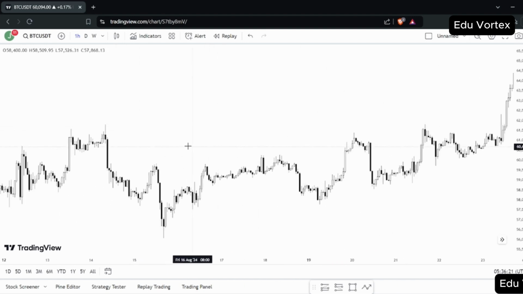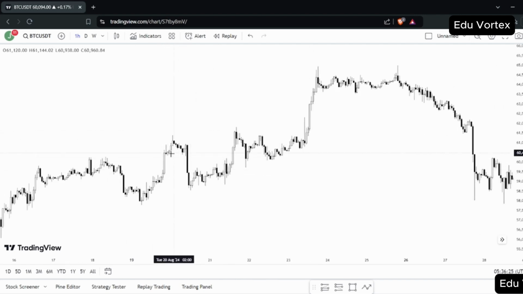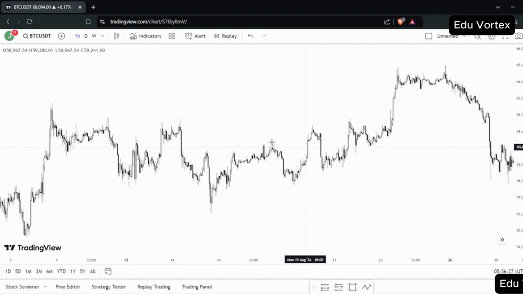However, most times it will not touch it. In ranging markets such as these ones, which is not very clear, it will touch the order blocks, okay, in ranging markets.